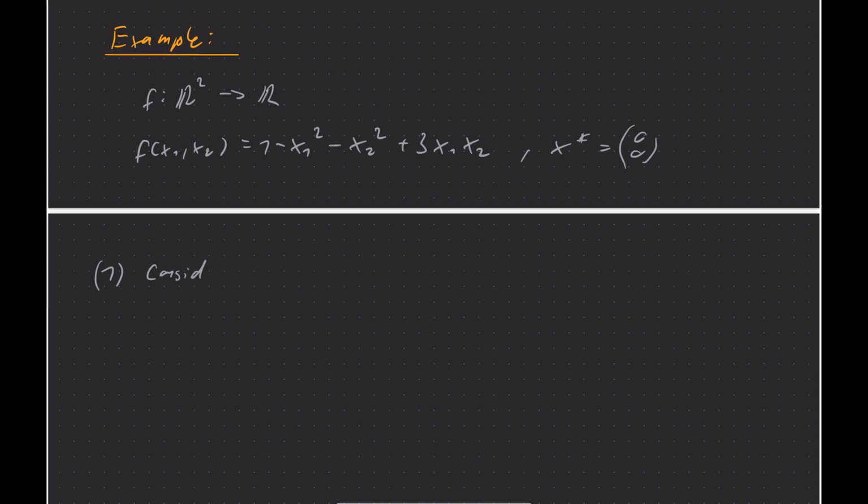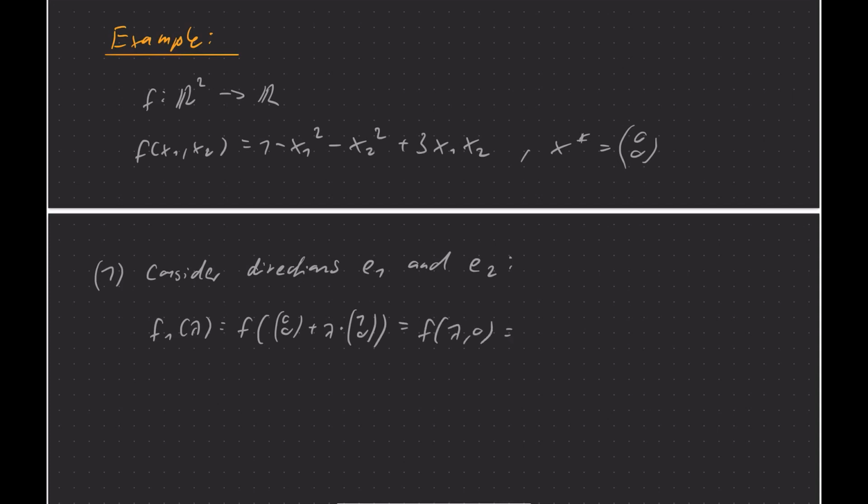So in the first example, we consider directions e1 and e2. Meaning we get f1, the first partial function of lambda. That is then f of the origin plus lambda times the vector (1, 0), or f of (lambda, 0). And that is 1 minus lambda squared. And the other terms all become 0.